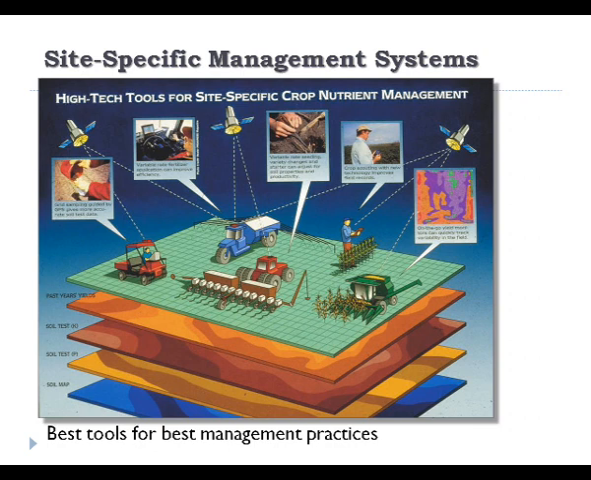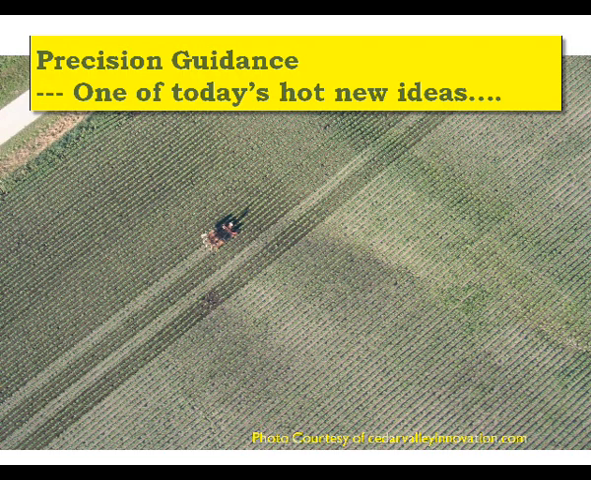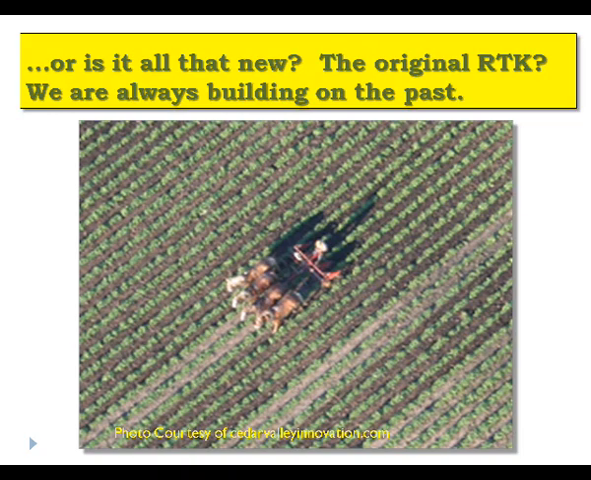Precision guidance is probably one of the hottest ideas going on today, and this picture I think shows, you can see how perfectly straight those rows are as we go across the field. Now this is really neat, and then they zero in and look at it. It doesn't use GPS guidance, it's a good driver on a team of horses. So maybe all this precision farming isn't so new after all. The point is we're always building on the past. We're trying to do better than we can. You don't have to have the precision tools to make all these things happen, but they sure do help.